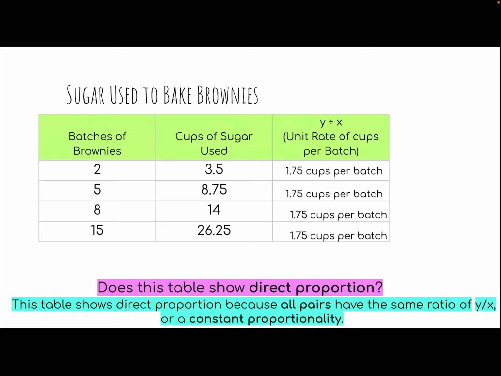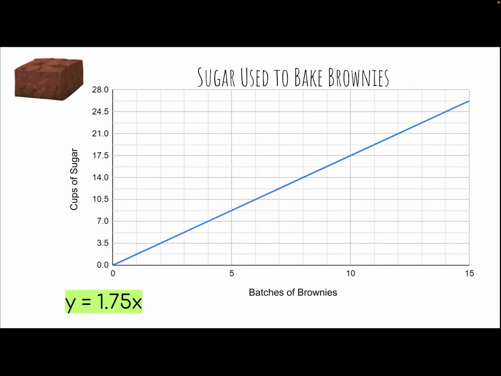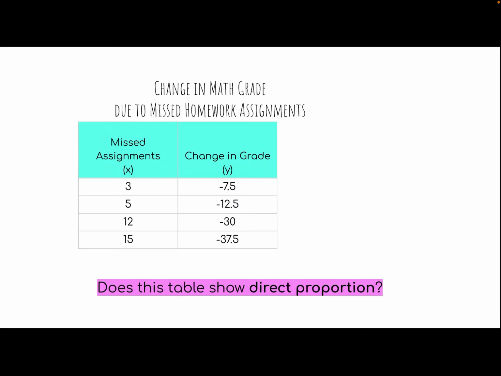Remember, we called 1.75 our k value. The total amount of sugar is 1.75 times x. Y equals 1.75x. Our y equals whatever your constant or k value is times x. And then we can verify it by looking at it on the graph. I see it as a straight diagonal line going through 0, 0. Pause the video, try this one.